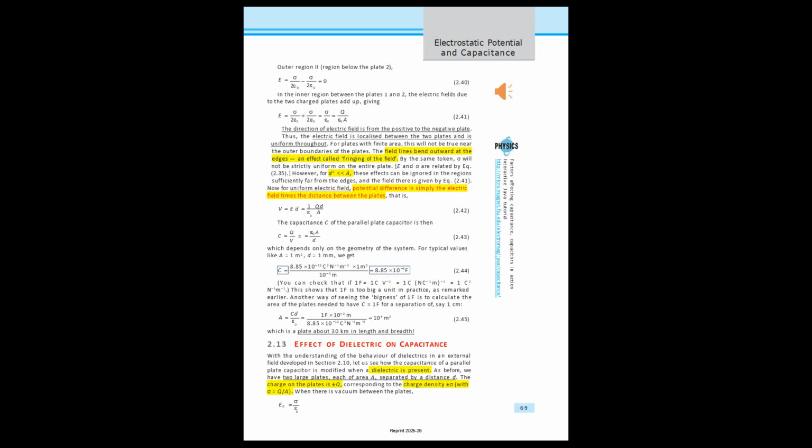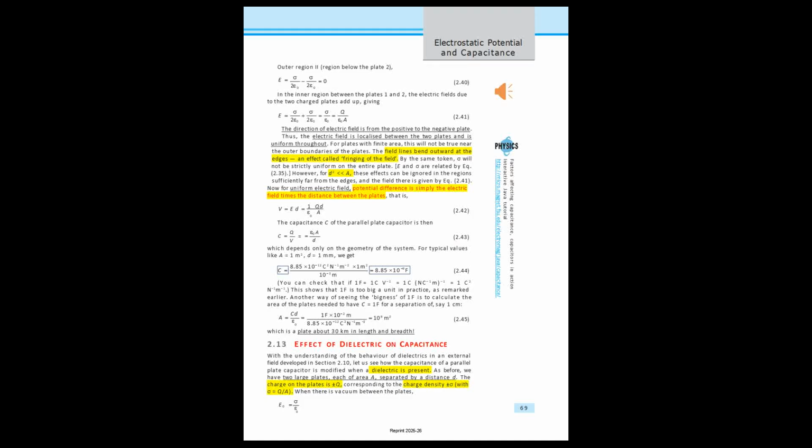Another way of seeing the bigness of 1 F is to calculate the area of the plates needed to have C equals 1 F for a separation of, say, 1 centimeter. The area is 10^9 square meter, which is a plate about 30 kilometers in length and breadth. Effect of dielectric on capacitance. With the understanding of the behavior of dielectrics in an external field developed in section 2.10, let us see how the capacitance of a parallel plate capacitor is modified when a dielectric is present.